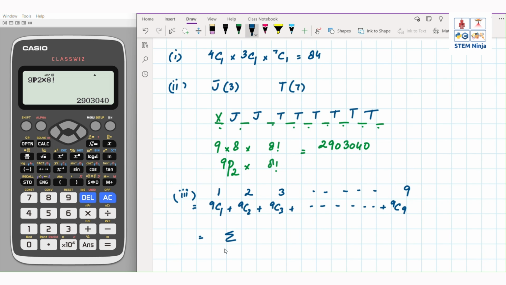So rather than typing all of this in the calculator, we can just use the symbol sum. 9CR, R starts from 1 to 9. We have this symbol in the calculator also. So 9C, over here it's X, X goes from 1 to 9. We get 511.